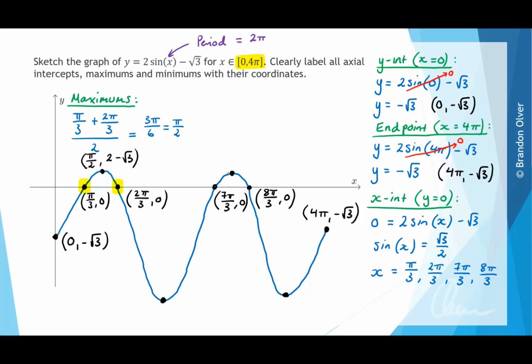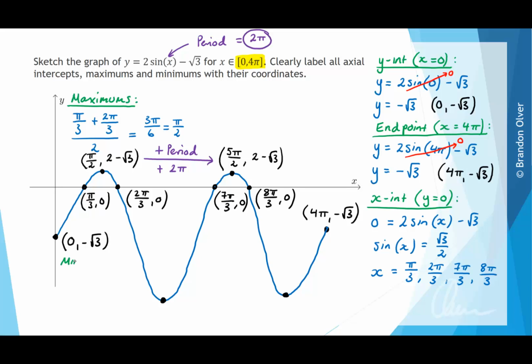Now to find the next one, we don't have to go through that process again. We can simply take that x value and we can add the period to it. And of course, that's the same as just adding 2 pi, because that's what we found the period to be up here. So the x value is going to be pi on 2 plus 2 pi, which is 5 pi on 2, comma, and the y value will be the same. So it's going to be 2 minus root 3 again.